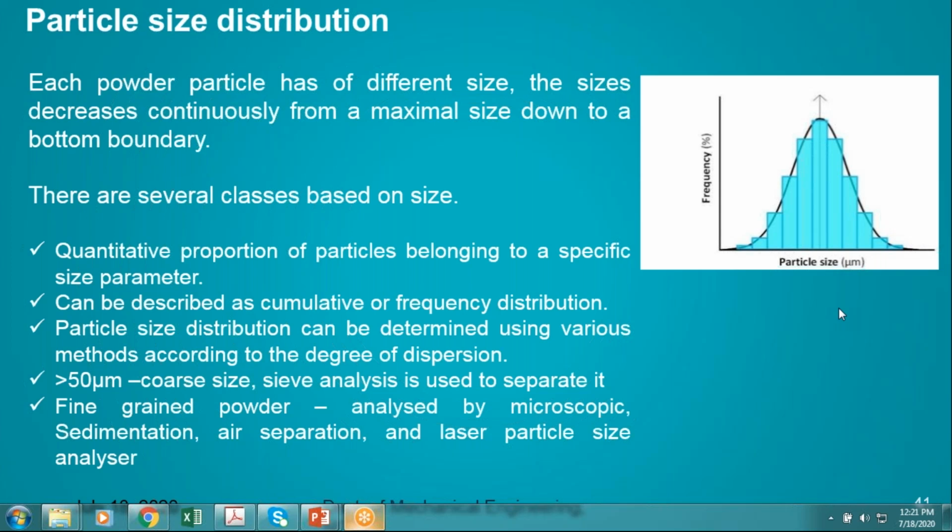That can be done with the sieving process. If fine powder particles are there, then we have to go for microscopic analysis or the sedimentation process, or any air separation and laser particle size analysis. Depending on the particle size, we have to choose the suitable process to analyze the particle size distributions.